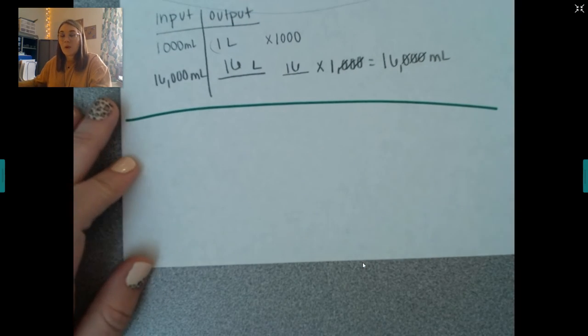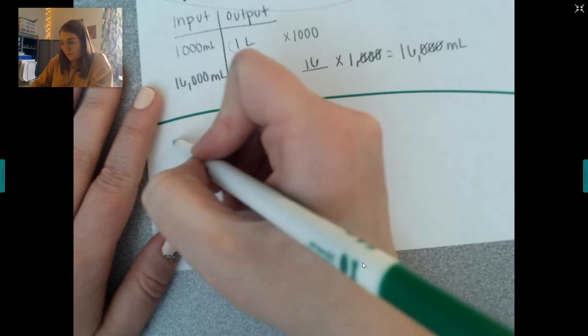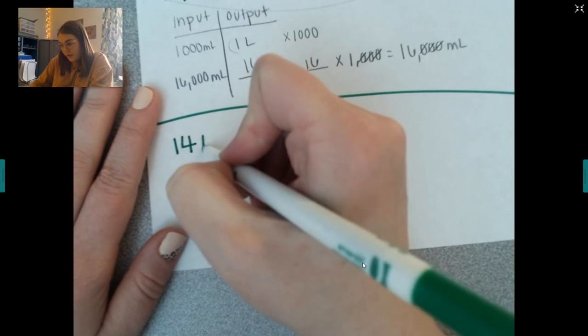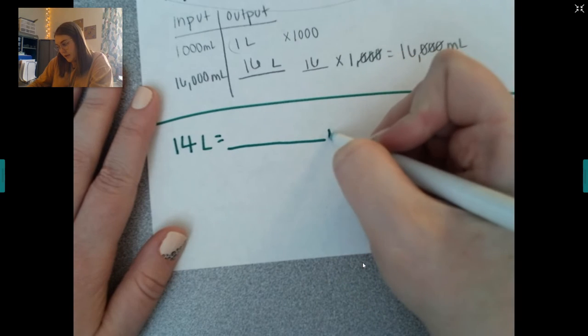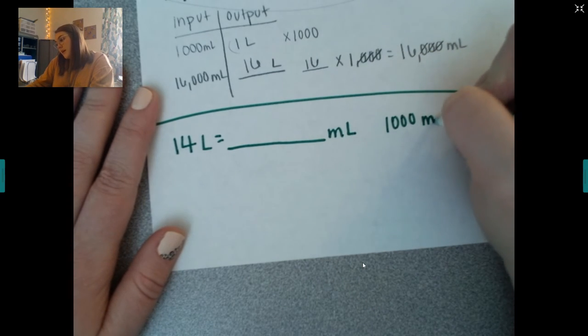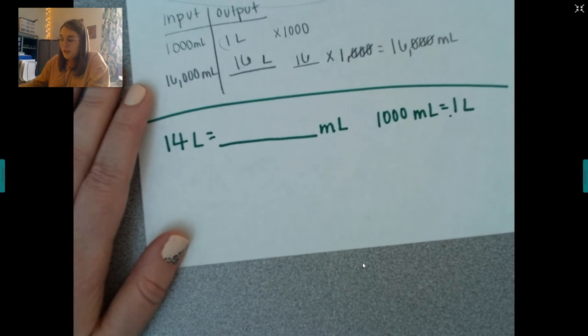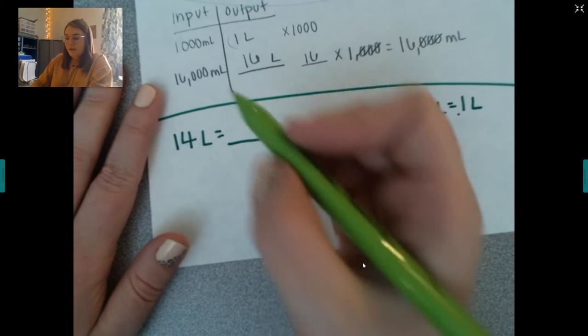Okay, let's try one more. Last one. I want to do 14 liters equals how many milliliters? Remember, 1,000 milliliters equals 1 liter. Go ahead, pause the video, come up with your answer, and we'll see if you're right.